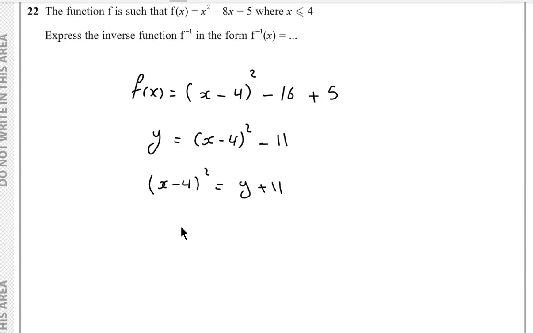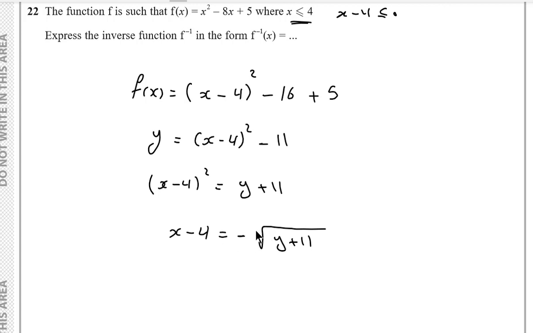We know that when we take x minus 4 and take the square root, it should be positive or negative square root of y plus 11, right? But as x is less than 4, we conclude that x minus 4 will be negative, because x less than 4 means x minus 4 is less than or equal to 0. So I should take the negative part here, not the positive part.